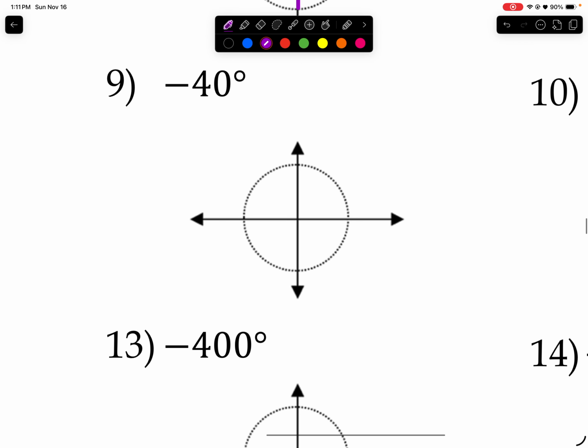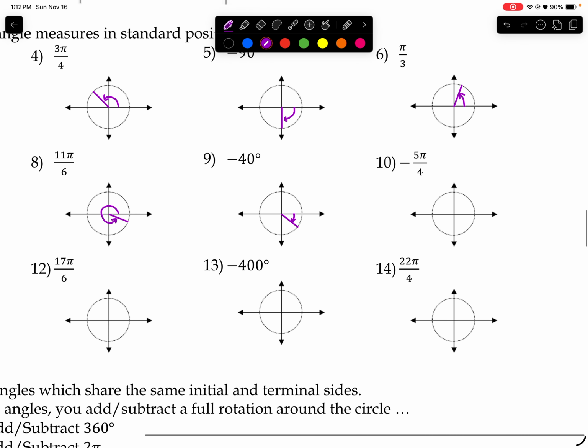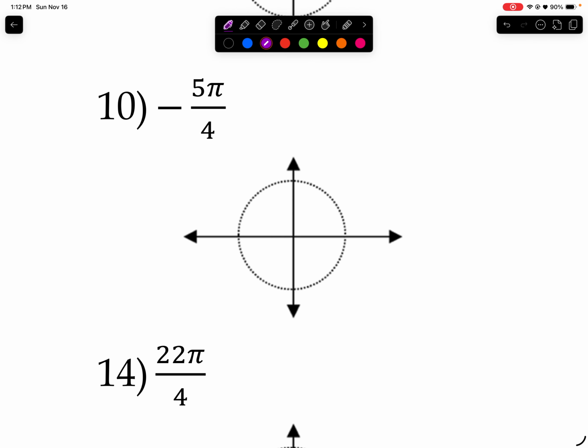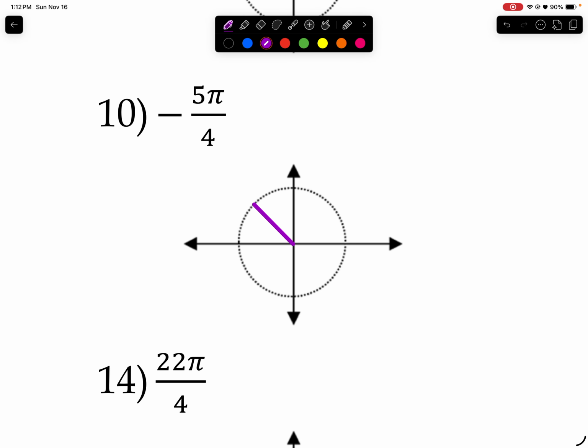Okay, then negative 40 degrees. So that's going to be going clockwise since it's negative, and it's going to be going downward. And then we want your angle to go down like this. Okay, and then we just have negative 5 pi over 4. Because it's negative, we're going to be going clockwise. Now, that's going to go to the second quadrant. But because we're negative, it's going to be going through this way.